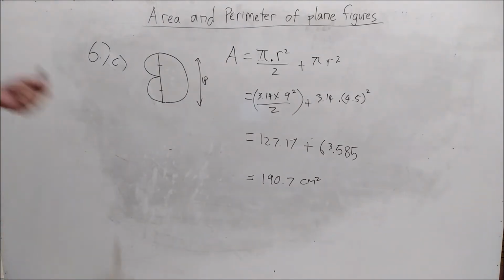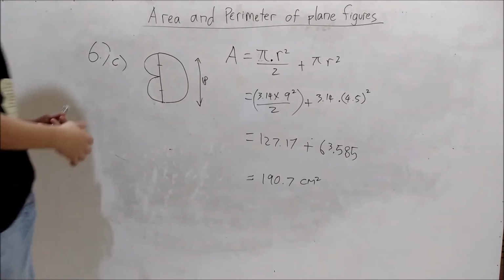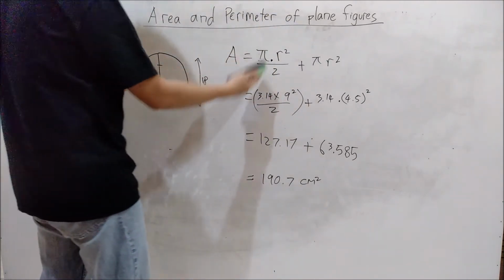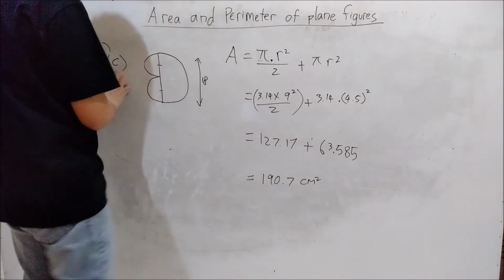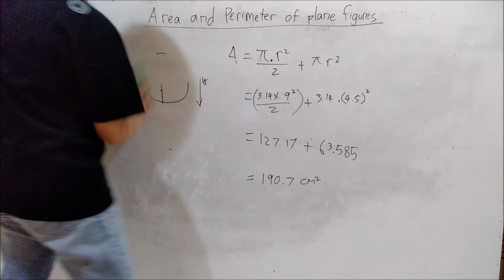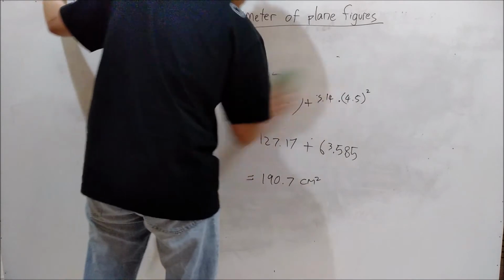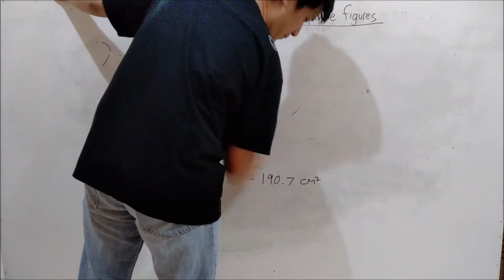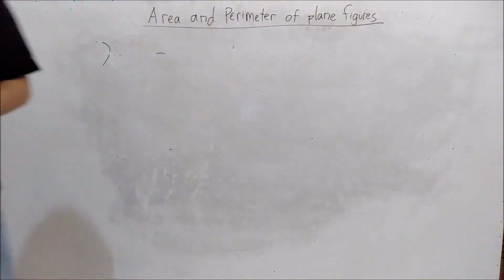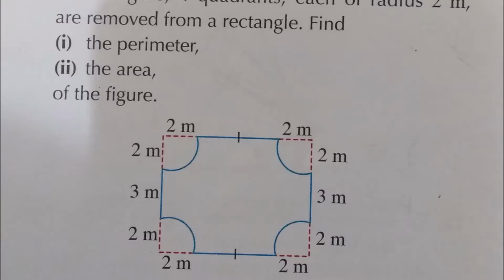The answer key tells you it's 191, because when you are using a calculator, you can just insert the pi right away instead of doing it this way. So that will be for number 6. Let's go with number 7 this time. Let's check the question on our number 7.